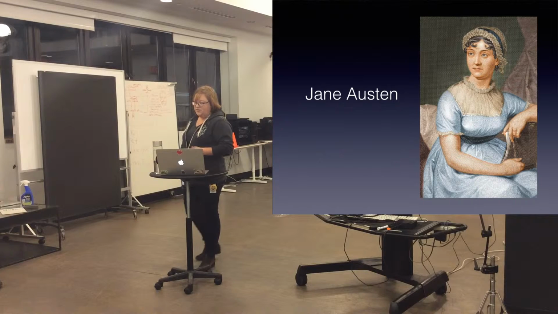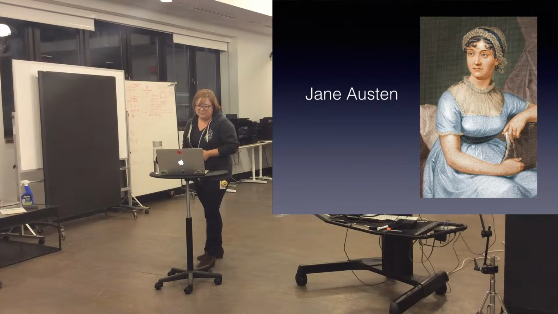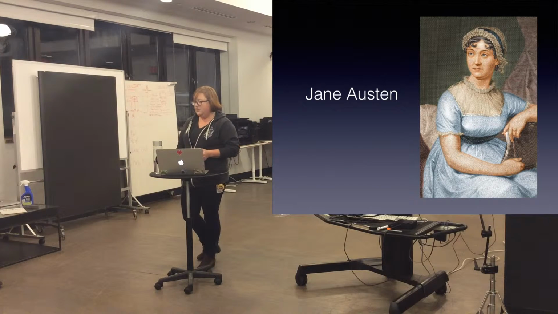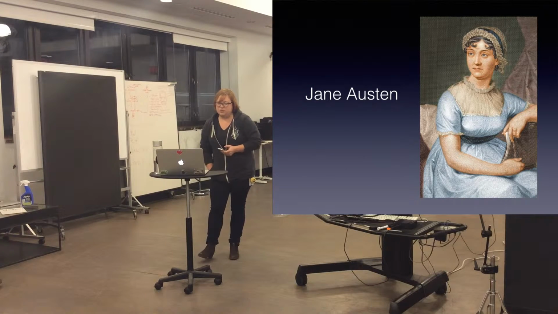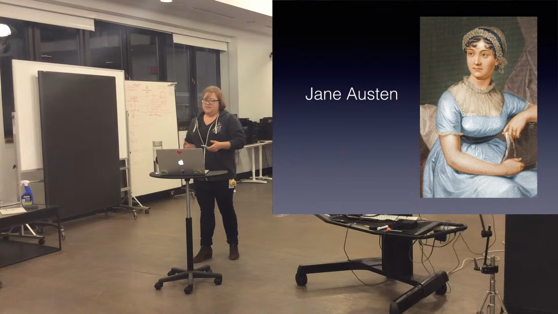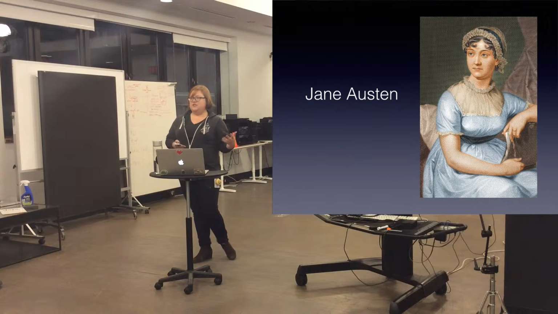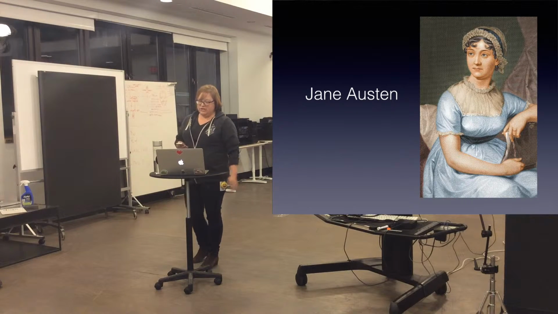So basically, if you're not familiar, Jane Austen wrote 6 novels between 1787 and 1811. They are some of the most widely read in English literature. And she wrote mainly about the lives of women as they were navigating the expectations and social constraints of that particular time.